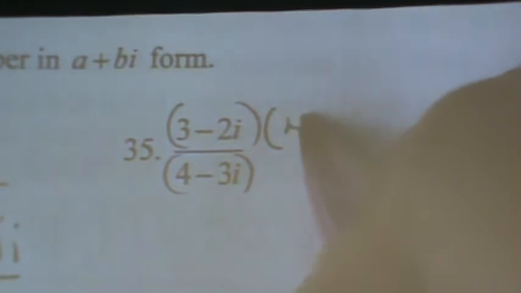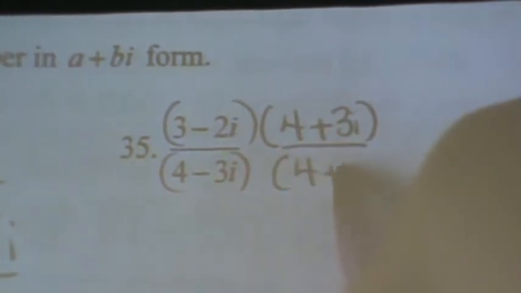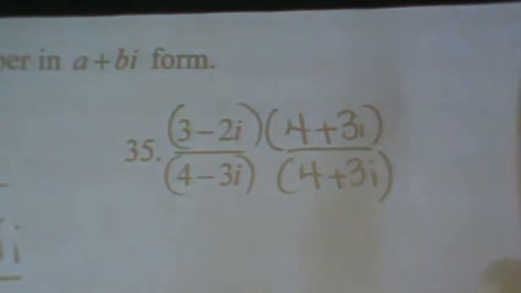How about 35? What do you do? Multiply the whole line. What's the conjugate? 4 plus 3i. 4 plus 3i over 4 plus 3i. What do I do next? FOIL.